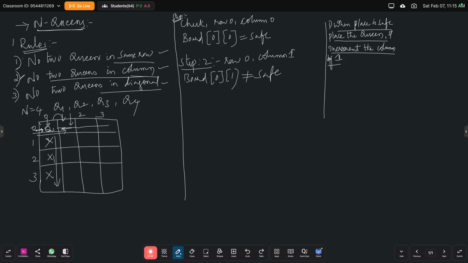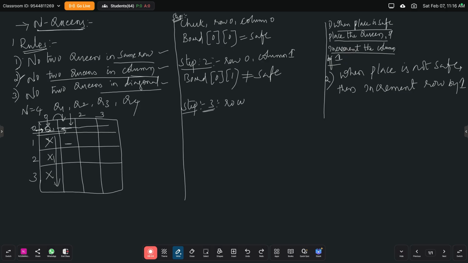And the second rule is, when the place is not safe, then increment the row by 1. Means what? We have to check the next place. Okay, now step 3. Just increment the row by 1. Means we are incrementing our row.